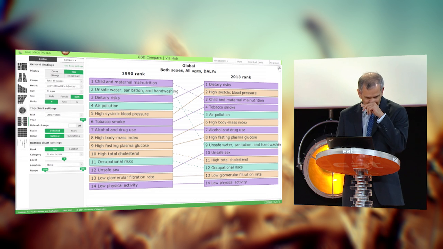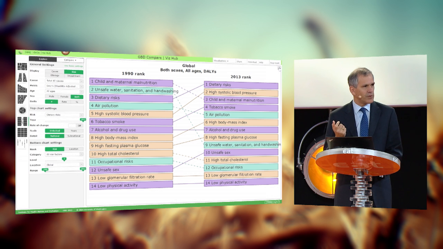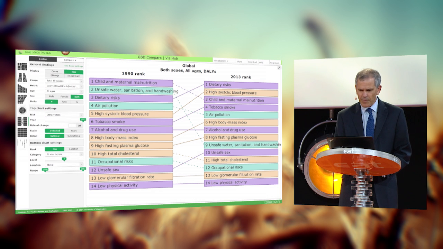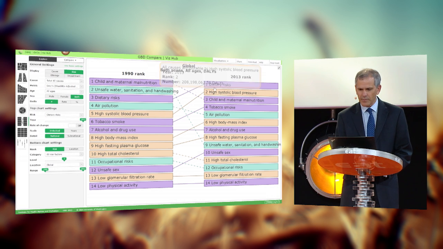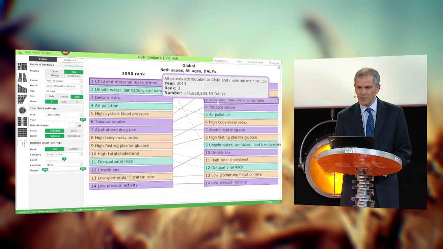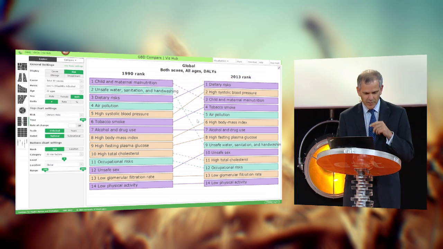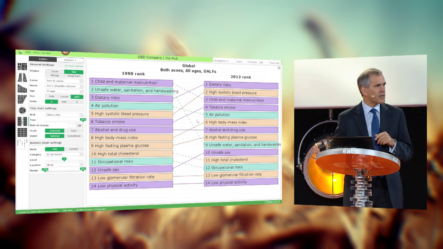Now, just to point out that if you change views from counting deaths to counting years of healthy life lost, diet still stays at the top here. This is a comparison of ranks of importance in 1990 to 2013, but malnutrition shows up as number 3 because people who are dying as children are losing most of their lifespan. So if I can switch over to the PowerPoint.